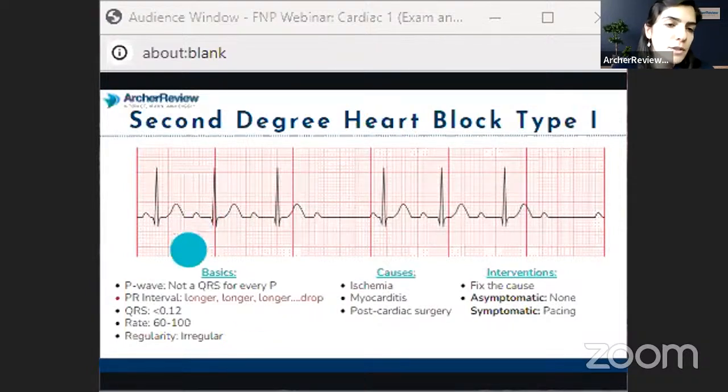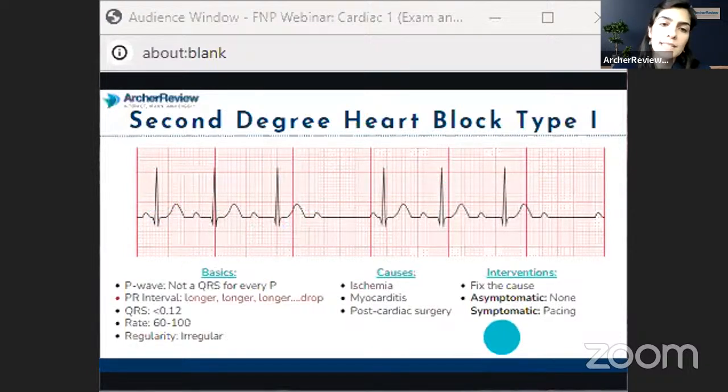And then what's happening with your PR interval? So you're going to measure your PR interval. And as you can see, as you're measuring it, it's getting longer and longer and longer, and then, up, there's the dropped QRS. So the classic sign for second degree type 1 is you're going to have that prolonged PR and then a dropped QRS. Your QRS is still narrow, so it's less than 0.12, and your rate is variable because you're getting that dropped complex. So your rate is going to be irregular.